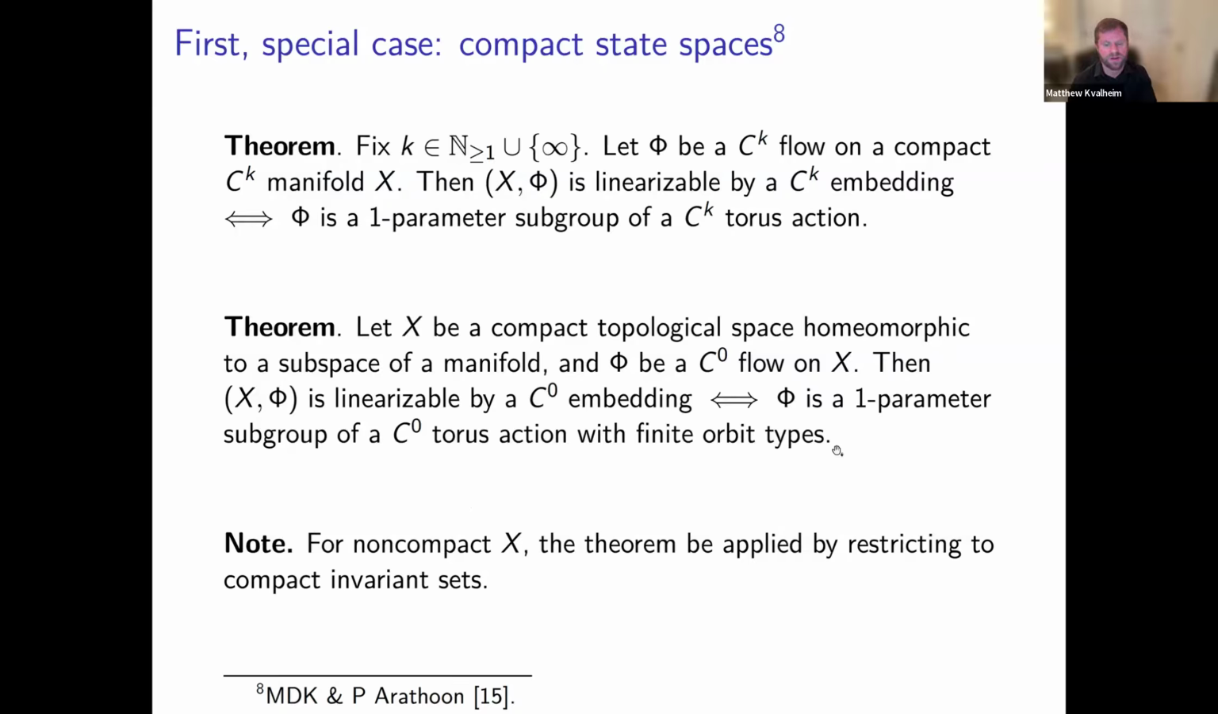to add this assumption with finite orbit types, and that assumption is automatic in the CK case, so it didn't appear up here. And of course, if X is non-compact, you can still apply these results to compact invariant sets to, in particular, get necessary conditions for existence of linearizing embeddings.